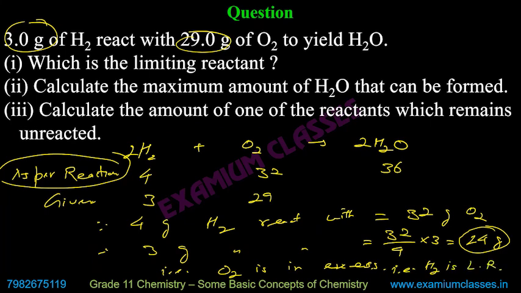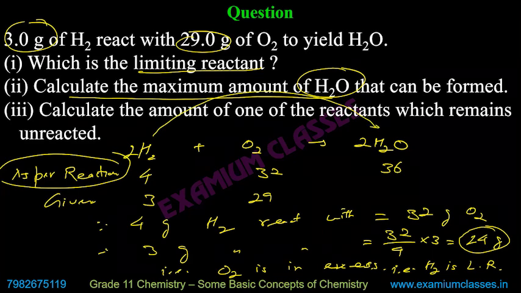Hydrogen is less. So you got hydrogen is the limiting reagent. Next, calculate the maximum amount of H2O that can be produced. It means hydrogen will decide the amount of H2O. As per the balanced reaction, the ratio is 4:36. So you will say 4 grams of hydrogen produce 36 grams of water.